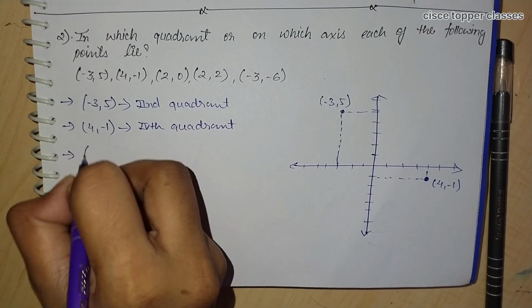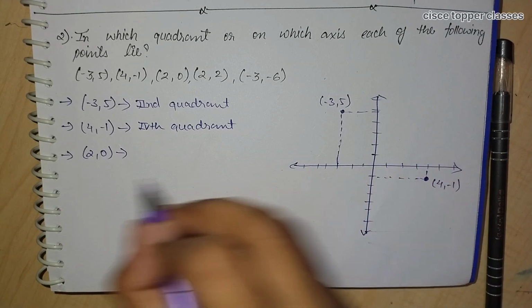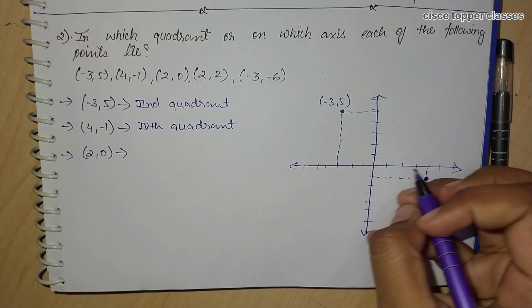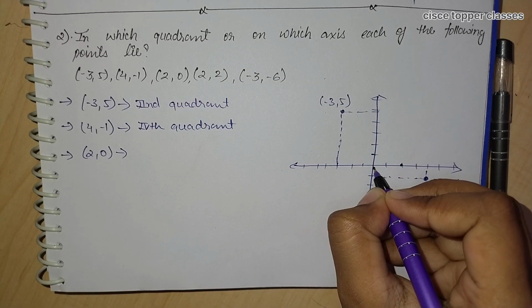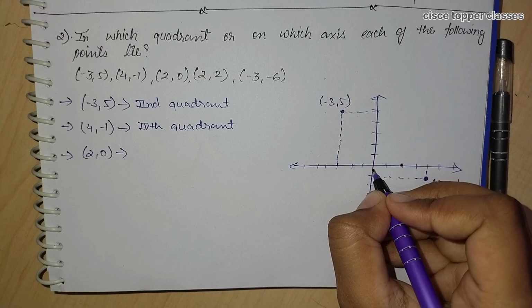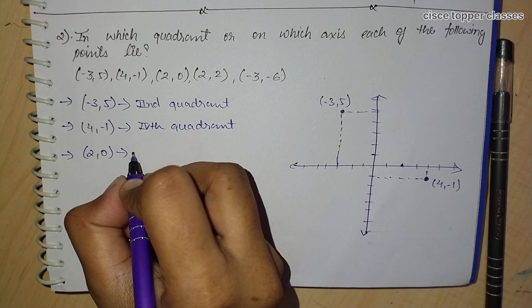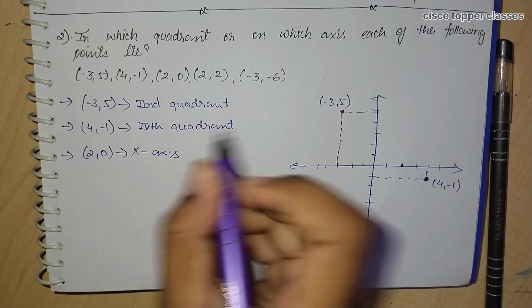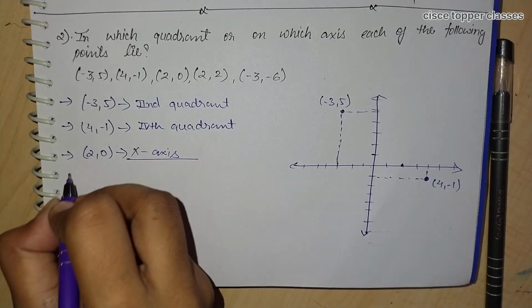Now we have 2 comma 0. We write 2 on the x-axis, the positive x-axis, and on y we have 0. So it lies on the x-axis. We can also find the axis on which the points lie. So this lies on the x-axis.